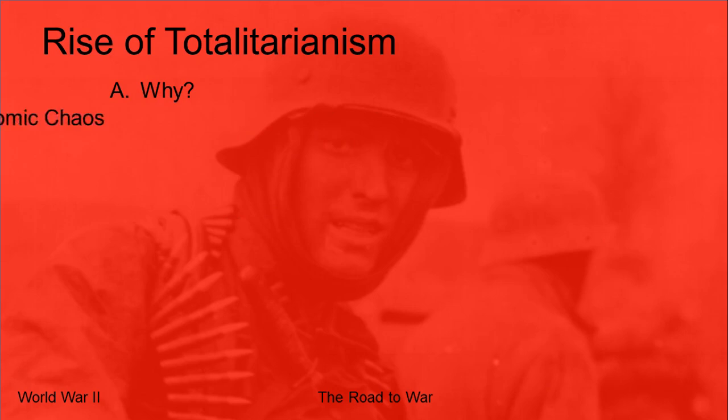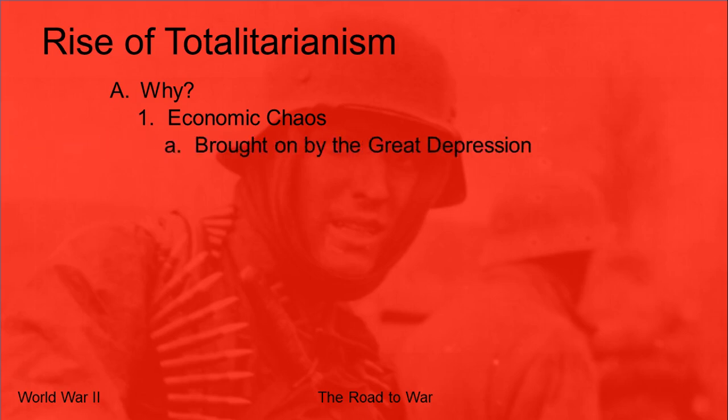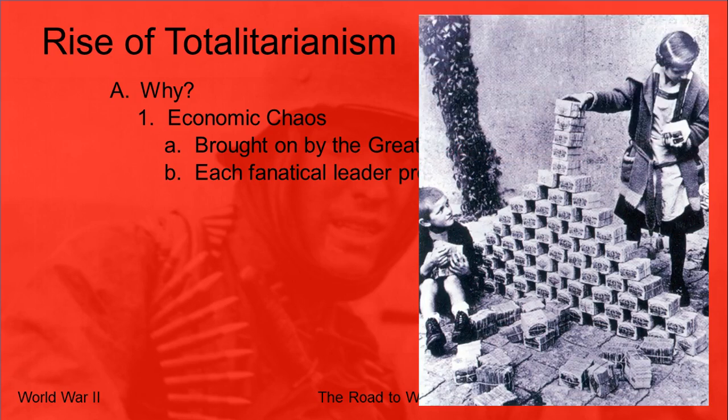So why did totalitarianism take over in these places? The main reason is the economic chaos that existed in most of these countries. The Great Depression helps push it over the edge, especially in Germany. Each leader, whether you're talking about Lenin and Stalin, the fascists in Europe, or the military leaders in Japan, they all promised financial prosperity. This is especially true in Germany, where after the Great Depression starts, the economy just spirals out of control.